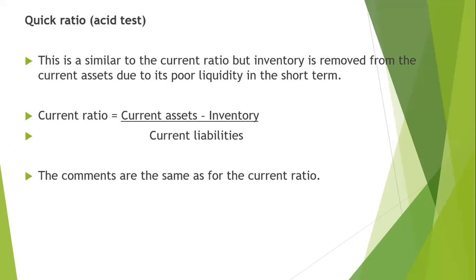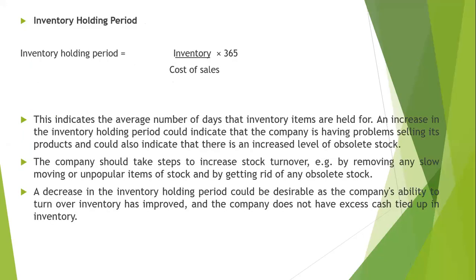It's about another very commonly used ratio to look at the liquidity of an entity. Then we have the inventory holding period. So that is another important aspect. When it comes to liquidity, the inventory would play a critical role. So here you can look at the inventory holding period, the inventory residence period, we call it. This indicates the average number of days that the inventory items are held for.